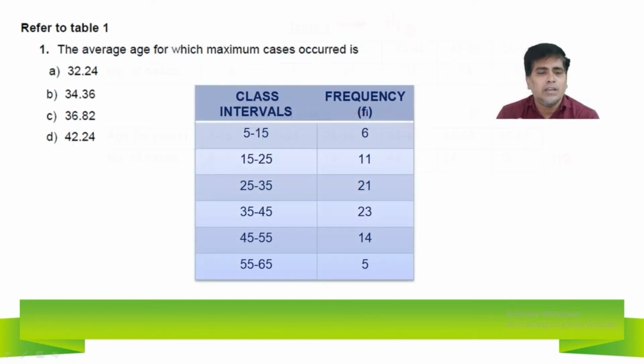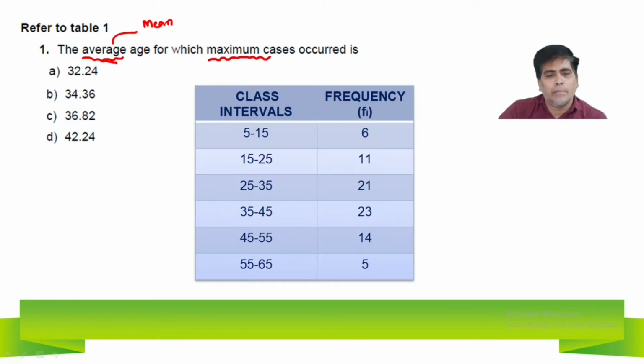One is modal. Here many children have a confusion. If we have to find the average, that is nothing but the mean. When we look at the maximum number of cases occurred, it indicates the mode. So many children are confused whether to calculate the mean or the mode here. Take a note, all of you: we have to calculate only the mode for this problem.